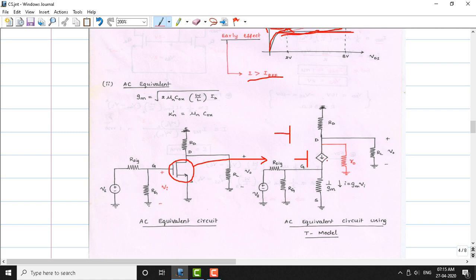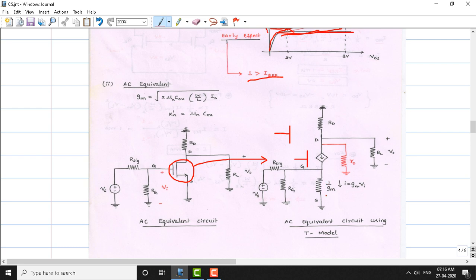The T model is an accurate model that models the behavior of the MOSFET, which helps us in understanding the circuit. Many times we do analysis assuming the MOSFET is ideal, but here, to obtain practical mathematical derivations, we need to replace it with its model. One such popular and widely used model is the T model.